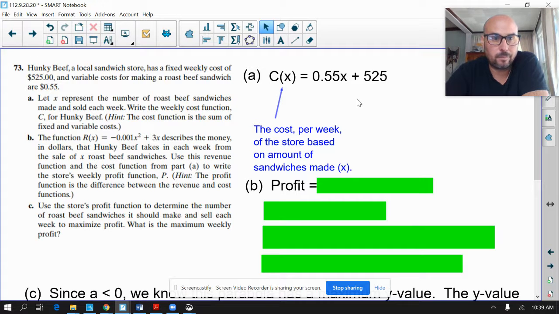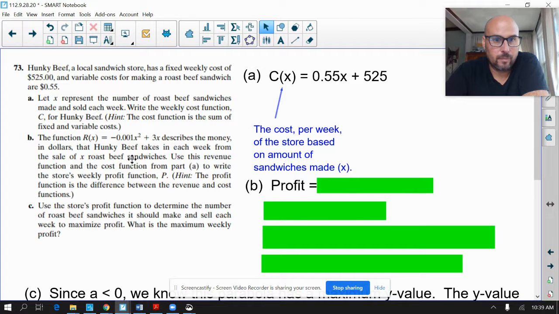That's letter A. Letter B, I'm told that the revenue is this. So this is how much money the hunky beef brings in per week, based on how many sandwiches they sell, based on x. So obviously, if they sell 0 sandwiches, they are bringing in $0.